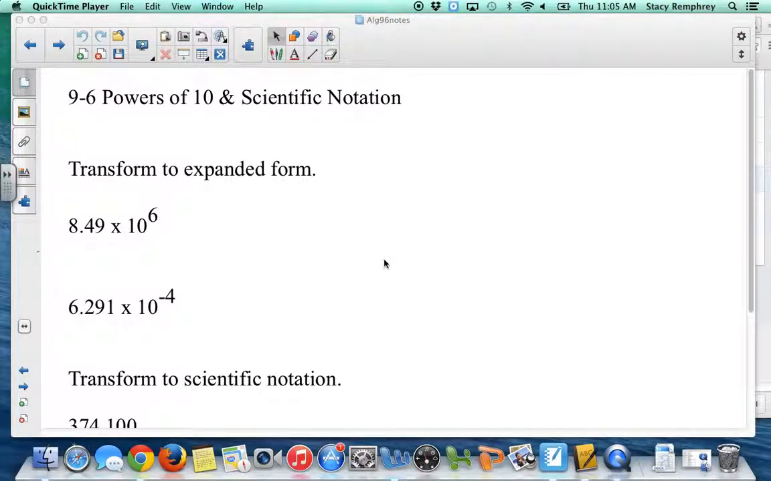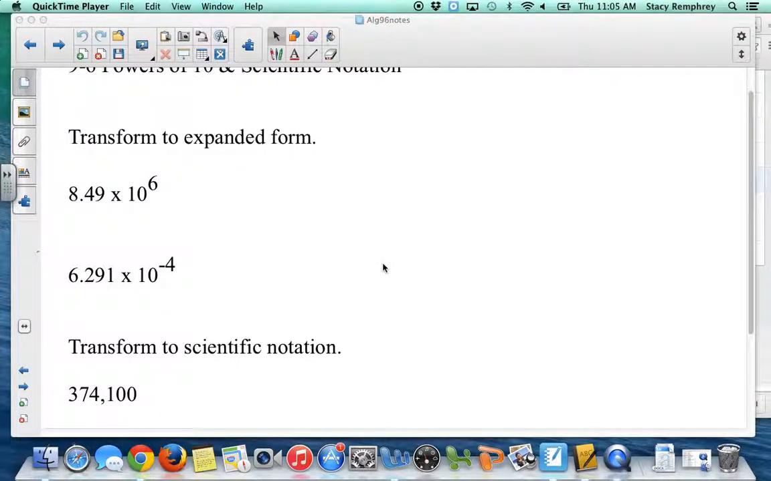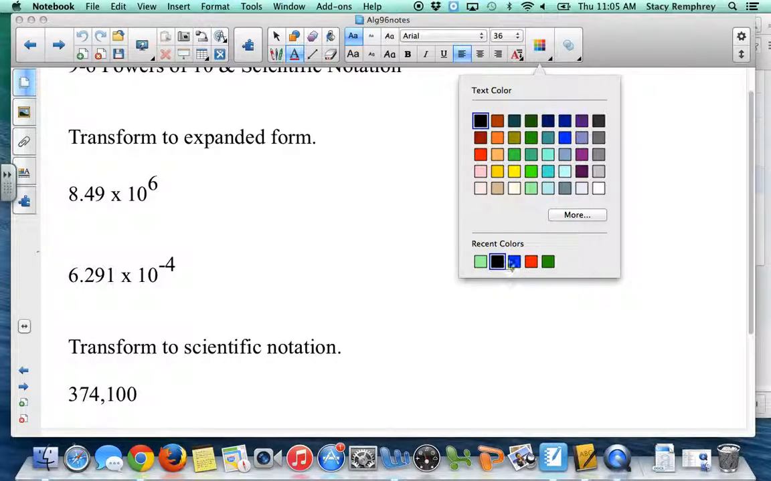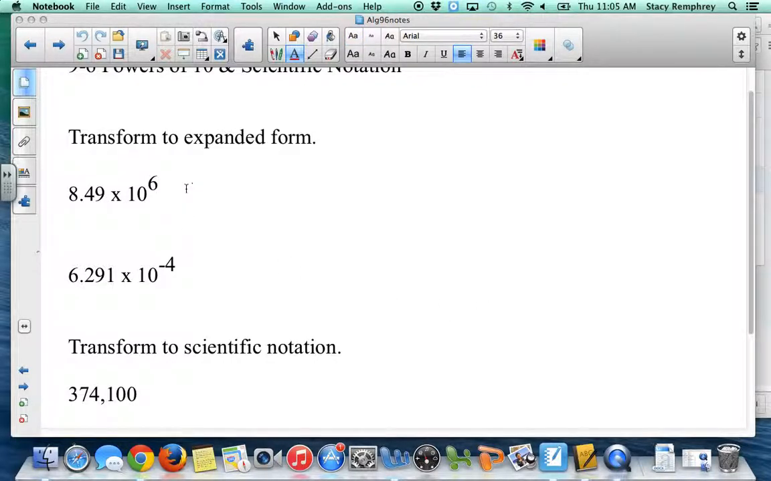Okay, these are the notes on 9-6 in case you missed them from class today. To start, we're just going to review scientific notation, talk about it a little bit. Scientific notation is used to express extremely small or extremely large numbers.